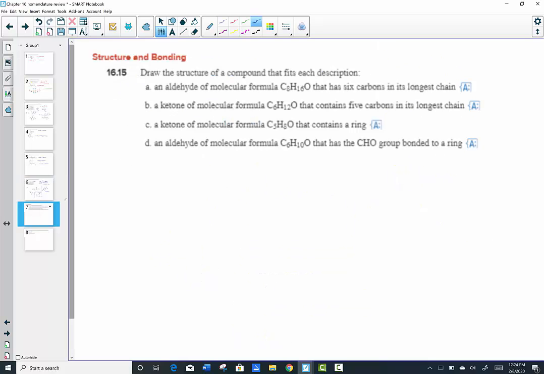Oh boy, let's keep practicing. Draw the structure of a compound that fits each description. We have an aldehyde with the molecular formula C8H16O. It has 6 carbons in the longest carbon chain. All right, let's play with this. 1, 2, 3, 4, 5, 6 carbons. It says it's an aldehyde, so I know that right there is my functional group, the aldehyde.